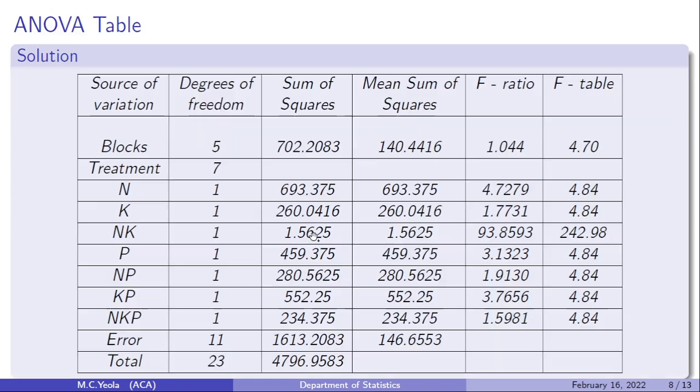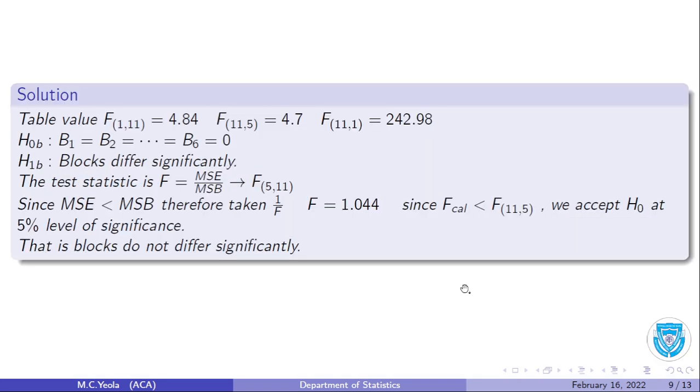Wait for a minute, I think here, yeah, just see here, this is 140 and here 146, so this is less than this here, so we have taken 1 upon F. 146 divided by 140, that we have taken. So because of that we have taken the degrees of freedom reversed here. In place of (5, 11) we have taken (11, 5), this value. Okay, this follows (5, 11), but we have taken the reciprocal, so because of that we are having (11, 5). So here we are getting MSC less than MSB, so we have taken 1 upon F.